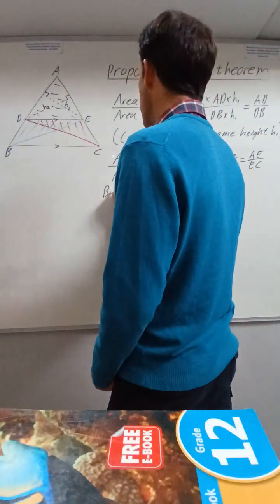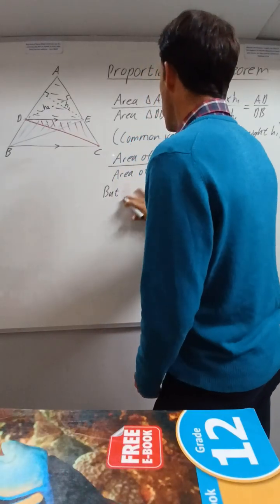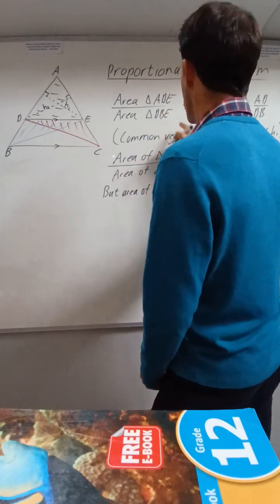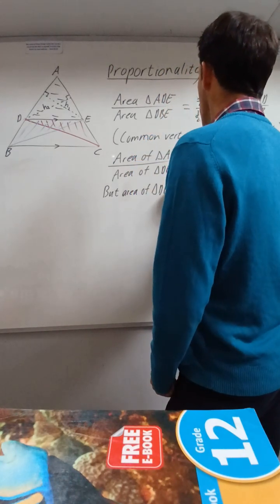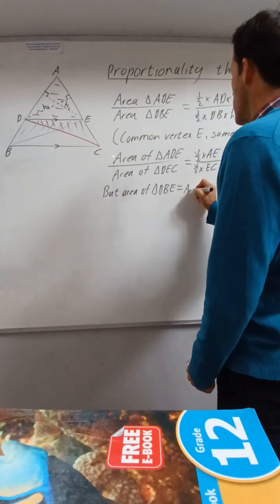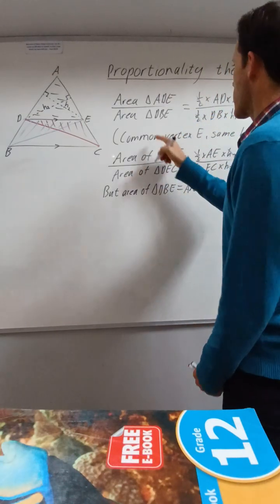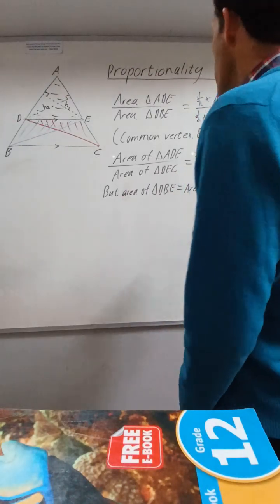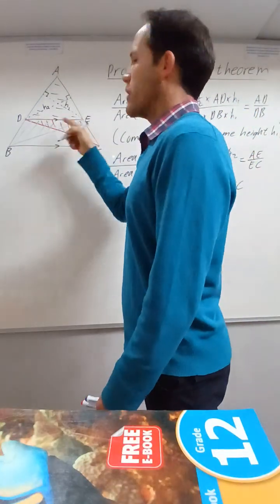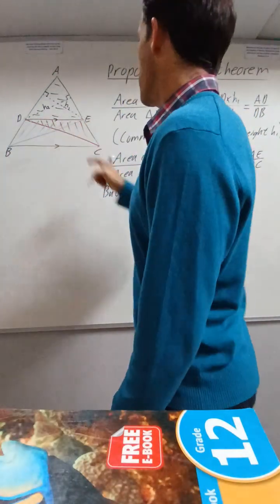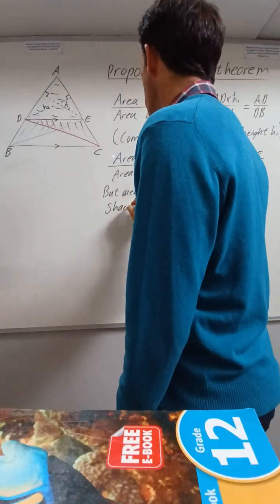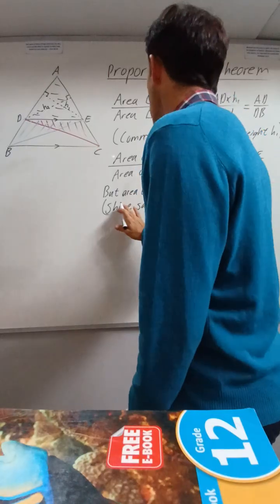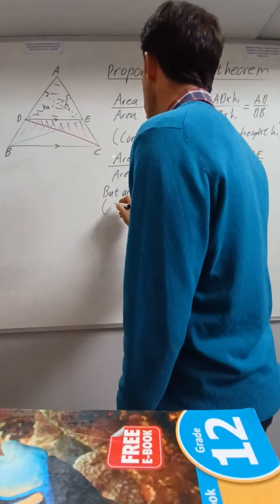So we can say that the area of triangle DBE is equal to the area of triangle DEC. We can just say it. The reason we can say that the blue triangle and the red one have the same area is because they share the same base. Okay, that's our reason. Share the same base, or you can say common base.